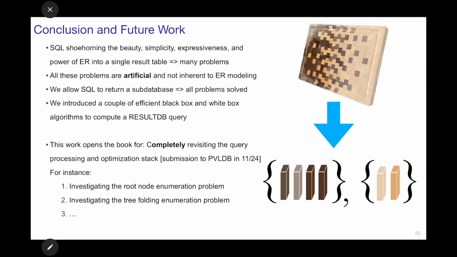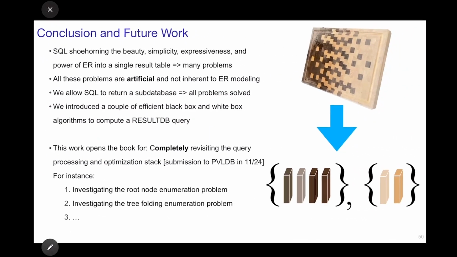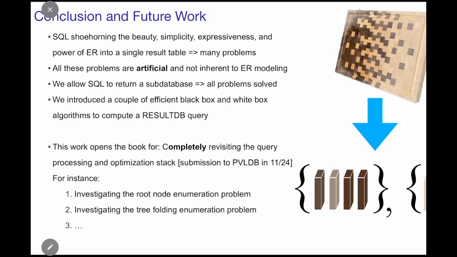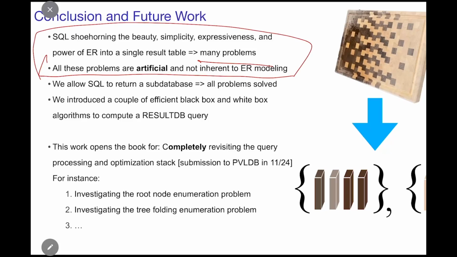Okay, so the conclusion for this part of the lecture is that shoehorning SQL and the beauty, simplicity, expressiveness and power of entity relationship modeling into a single result table leads to many, many problems. I showed 8 of those problems. And all of these problems are artificial. So that's what I meant before. You introduce a constraint. You say, okay, my SQL result returns a single table.